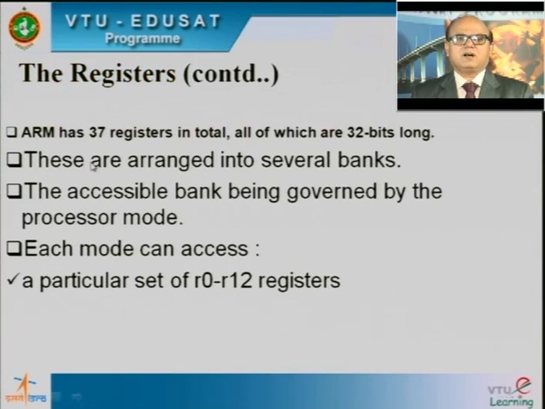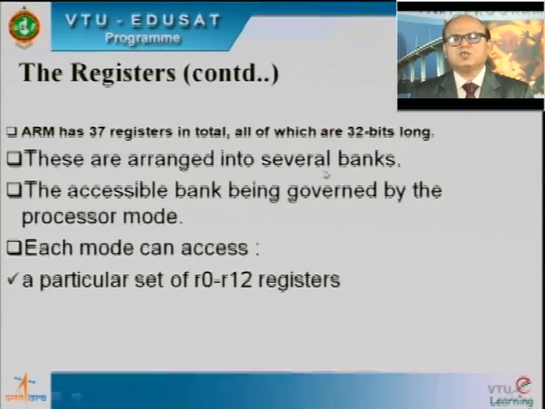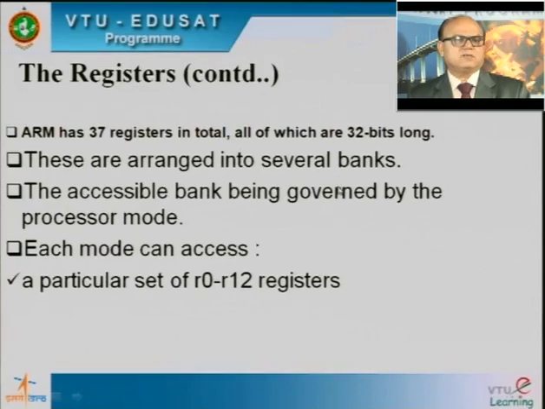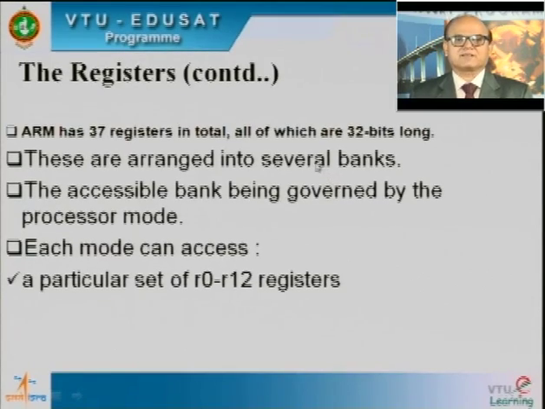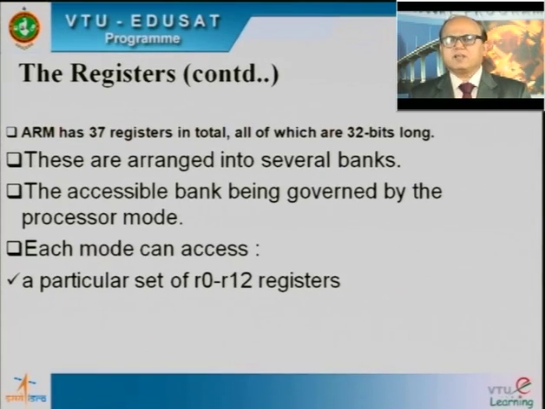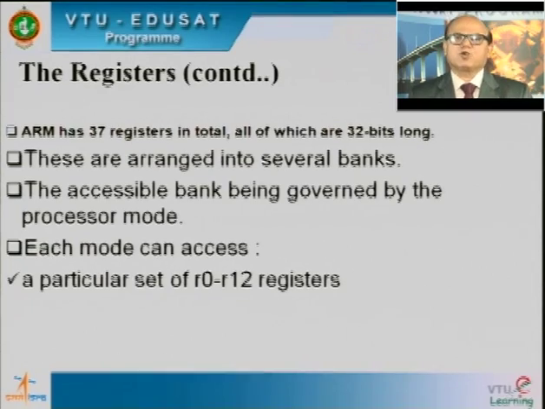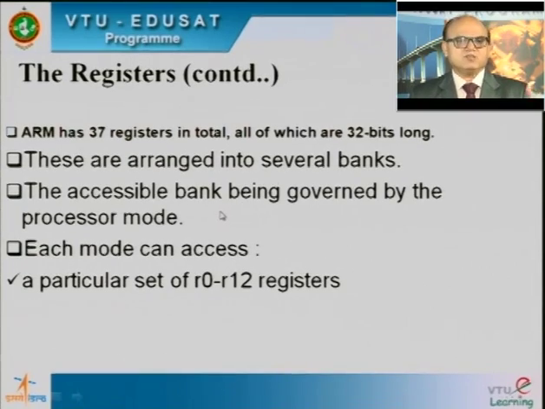So these 37 registers are arranged into several banks. All the registers are not available as a single bank. They are spread into different banks. Each bank of registers will be operational, or available, only in a specific mode of operation. In the user mode, we just saw that it contains R0 to R15 and along with that CPSR. That is the complete register bank visible when the ARM operates in the user mode.